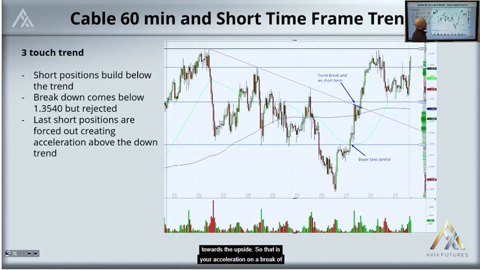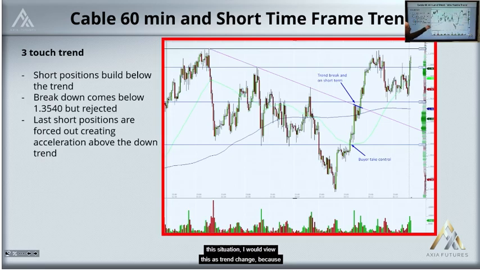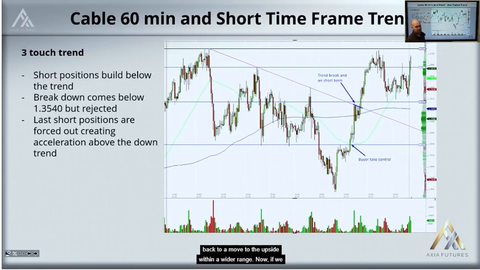So that's your acceleration on a break of trend. You're looking for pace to come in. You're looking for this nice quick move towards the upside. Now, this doesn't necessarily mean that the overall trend has changed. In this situation, I would view this as trend change, because of the fact that you've been in a reasonably sideways market. So at least short term, we are changing direction and changing back to a move to the upside within a wider range.